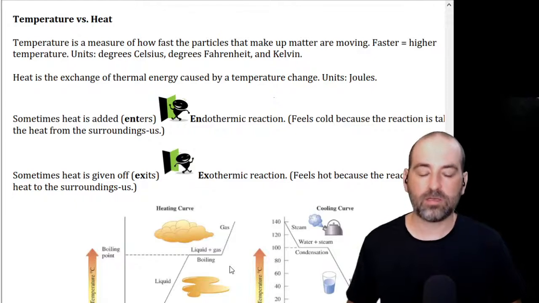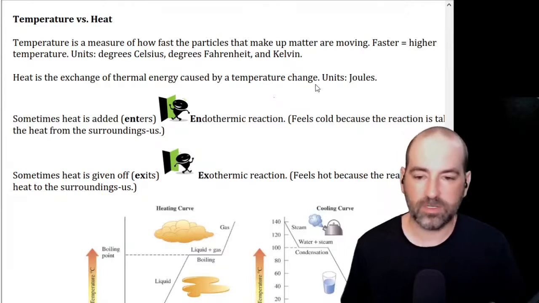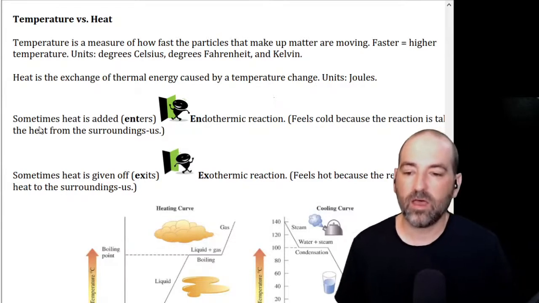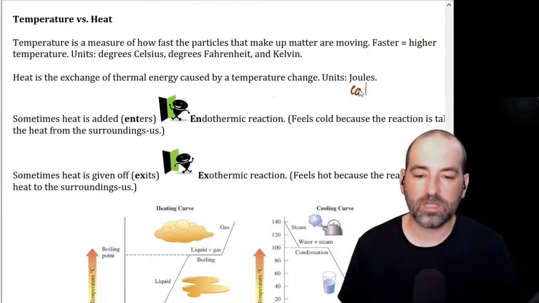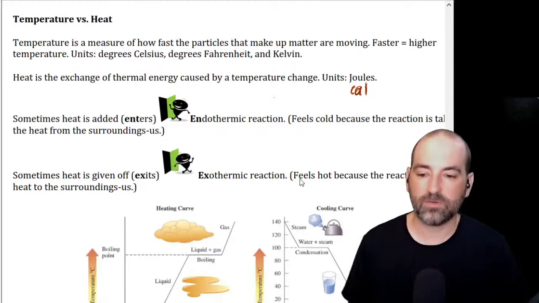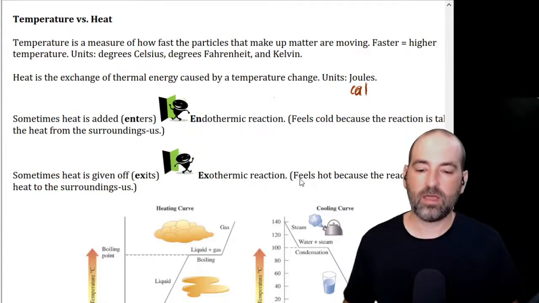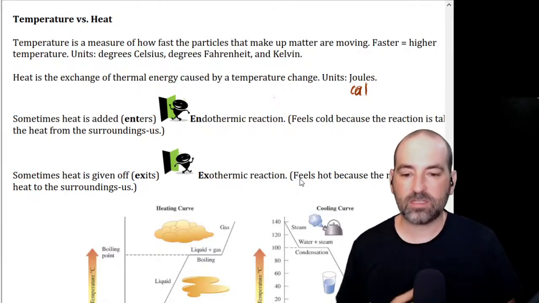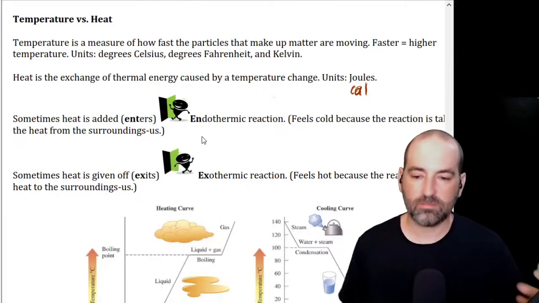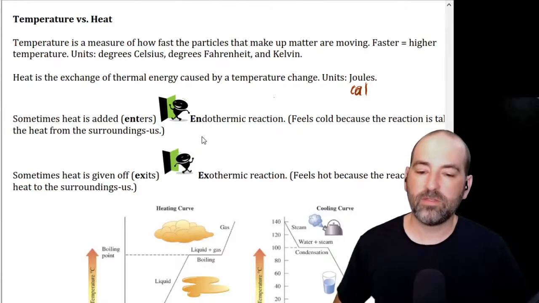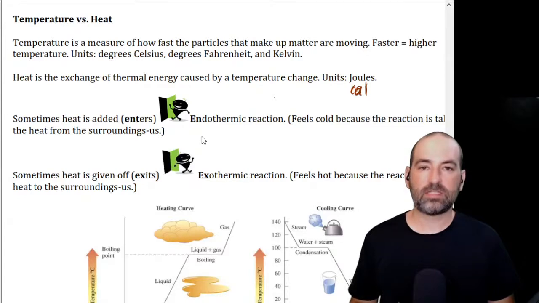And you can think about this based on units. That temperature is measured in the units that we've always talked about: degrees Celsius, degrees Fahrenheit, kelvins. Heat is measured in joules or calories, just like energy, because heat is a measure of transfer of energy. So when heat goes into a system or goes into, let's say, a mixture of chemicals, that's called an endothermic reaction. Heat going in, N, right? Enters, N.